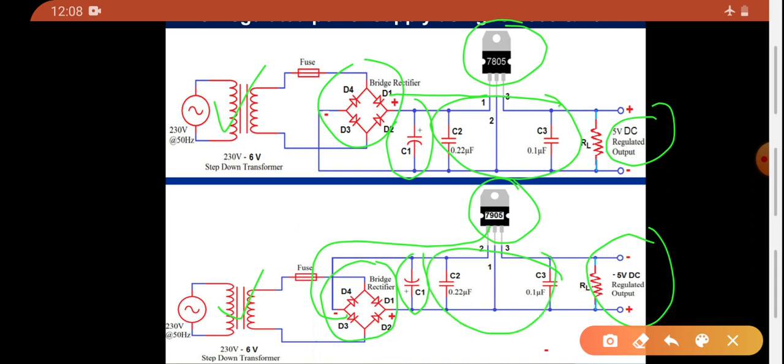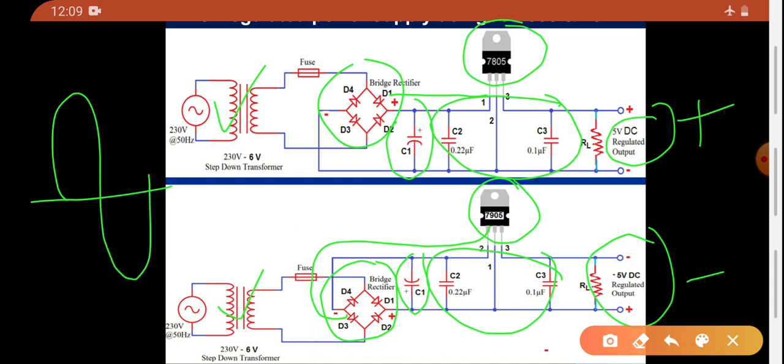There are two capacitors which improve the performance and reduce the ripples again, and finally you will get a positive output here and a negative output here. In both cases the input is the same, AC 30 volt. But with the circuit arrangement we can get a positive or a negative output voltage, depending on the IC used, 78 or 79 series.